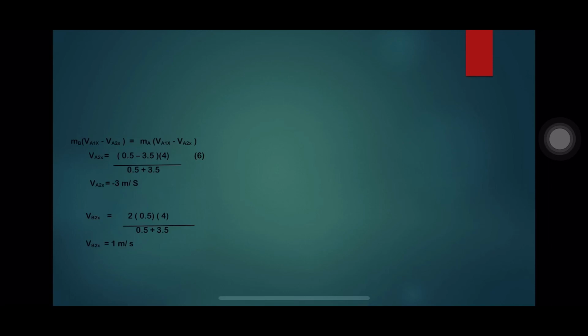You must have noticed why va2x is negative. That is interpreted as object A going in the negative direction after the collision, and object B going in the positive direction. This is it for the elastic collision part.